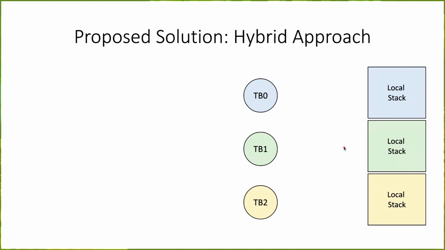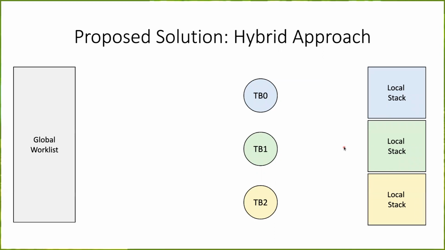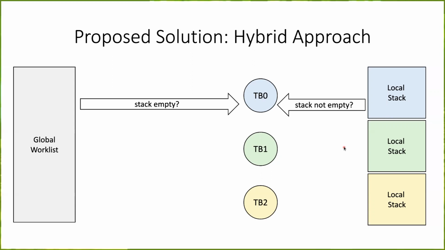Our proposed solution to this issue is to use a hybrid approach. In this hybrid approach, every thread block has a local stack. And then we have a multi-consumer, multi-producer global work list which the thread blocks will use to distribute work between themselves. When we want to get work, we check the stack. If the stack is empty, we get work from the global work list. If the stack is not empty, then we finish the work that we have in the stack.